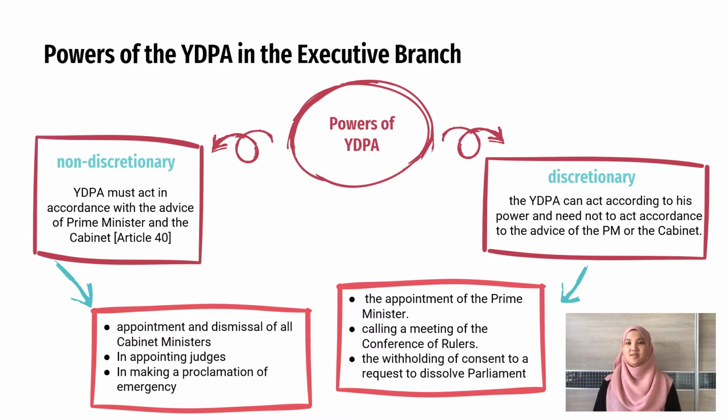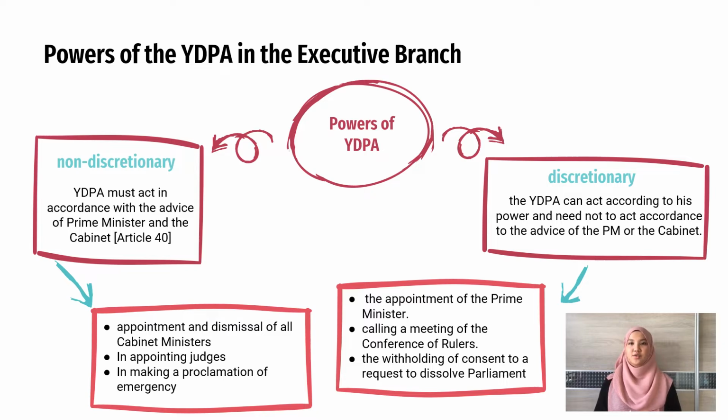Among the non-discretionary powers of the Yang di-Pertuan Agong include, in appointing judges, the YDPA must act on the advice of the Prime Minister. For the appointment and dismissal of all cabinet ministers, the YDPA must act on the advice of the Prime Minister. And in making a proclamation of emergency, the Yang di-Pertuan Agong must act on the advice of the Cabinet.